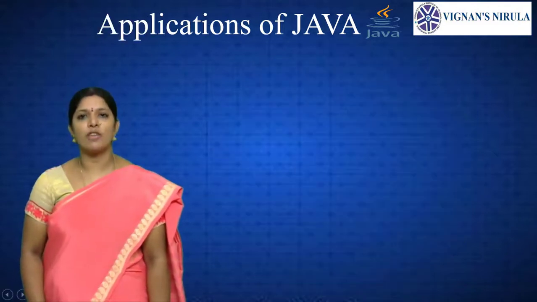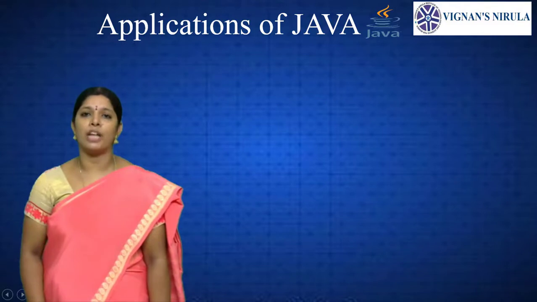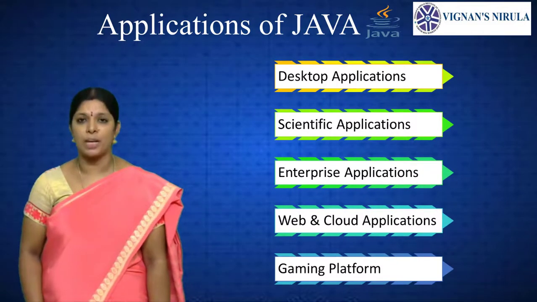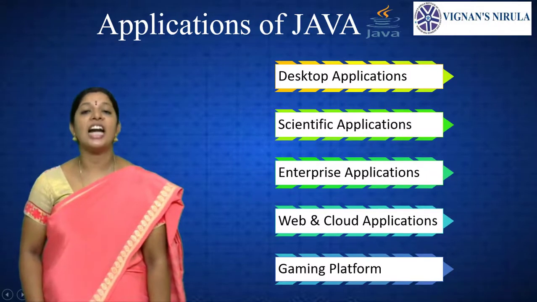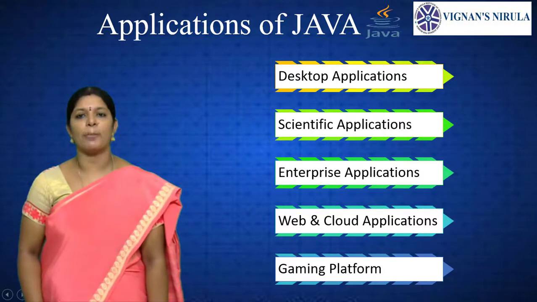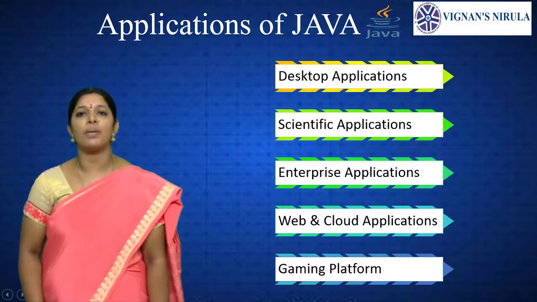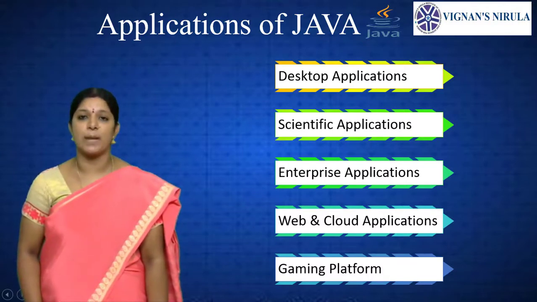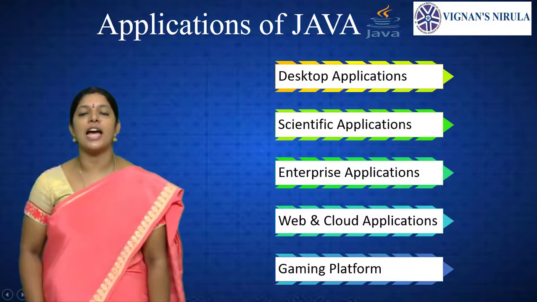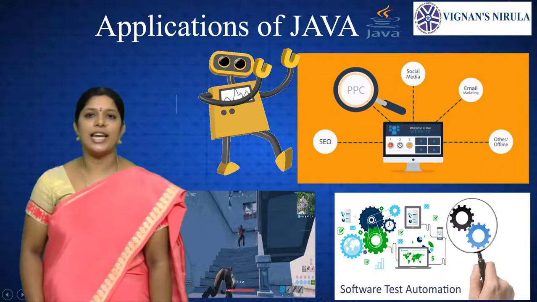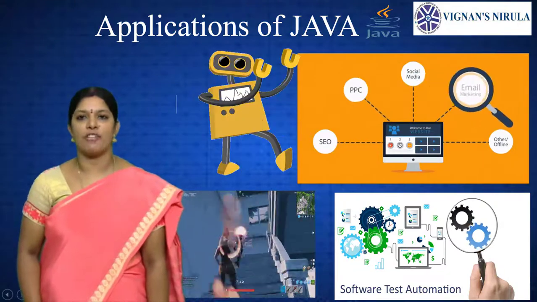Coming to the applications of Java programming, Java can be used in many applications like scientific applications, robotics applications, embedded systems, and desktop and mobile applications. These are the applications of Java programming. Desktop applications: we can develop desktop-based applications. We can also develop scientific applications, enterprise applications, web and cloud-based applications, and gaming platforms. So these are the examples of applications of Java programming.